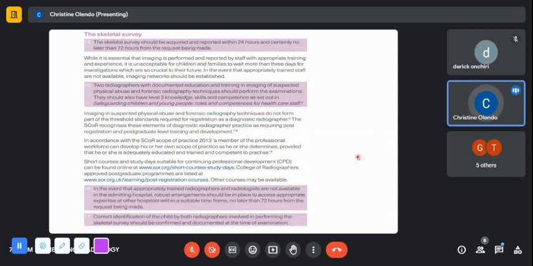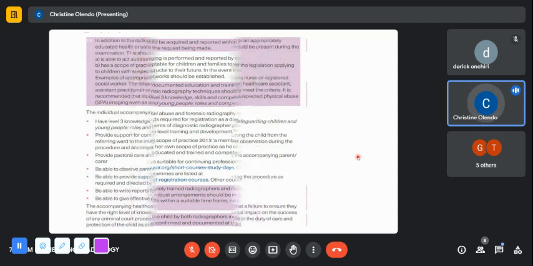In the event that trained radiographers and radiologists are not available, you must organize for the patient to go to a suitable hospital where you have those skilled people, no later than 72 hours after the request. And once those people are there and you are part of the team, you must have correct identification of the child by both radiographers involved, and you have to document the time of examination.